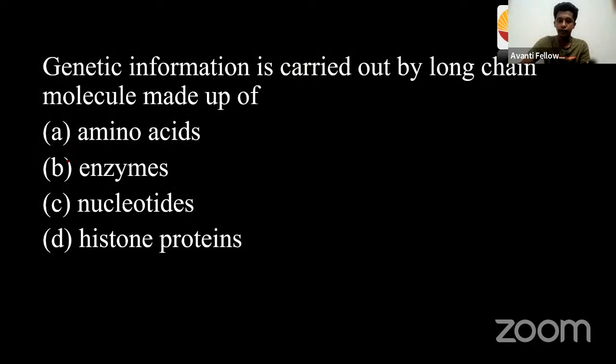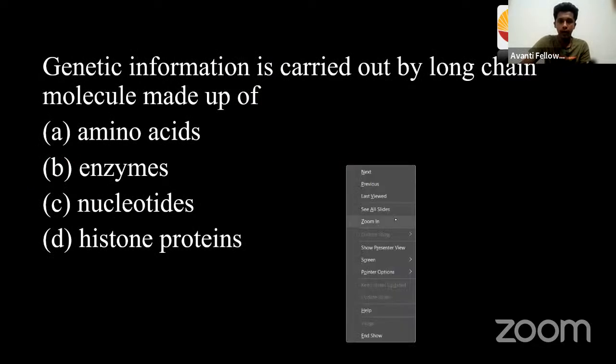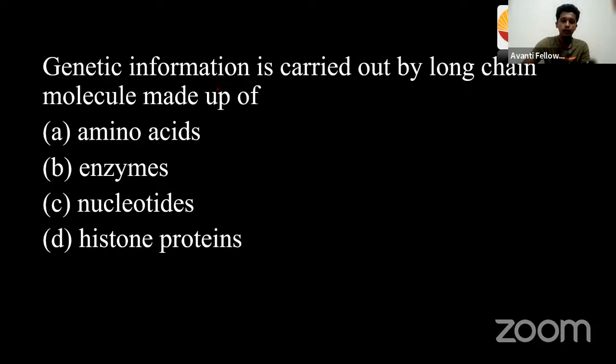So we have another question. What do we have? Genetic information is carried out by a long chain molecule made up of amino acids, enzymes, nucleotides, or histone proteins. These are your options. Let me launch a poll again, and you try to answer within 1 minute. The poll is launched. You have 1 minute to answer this question.